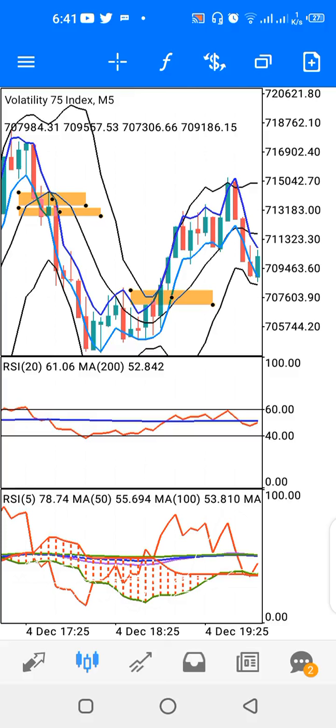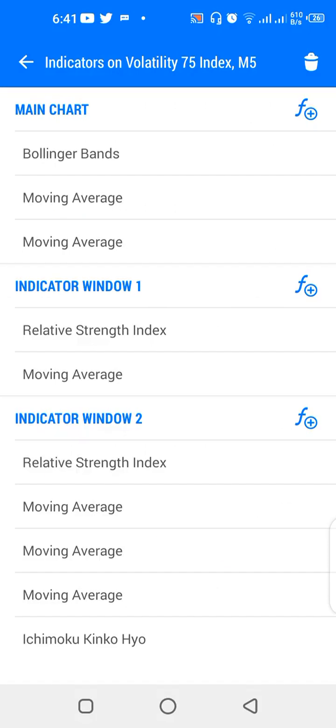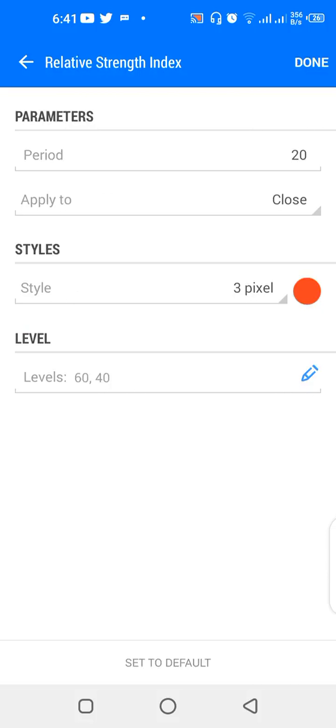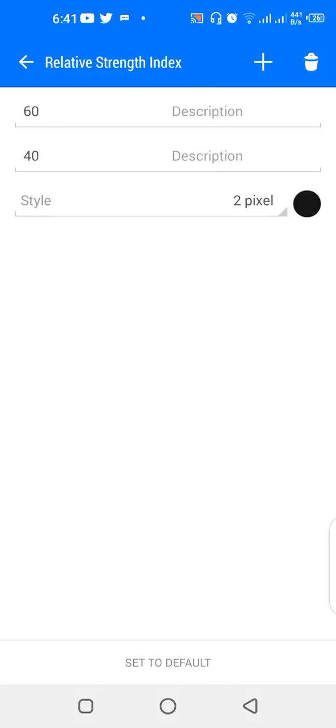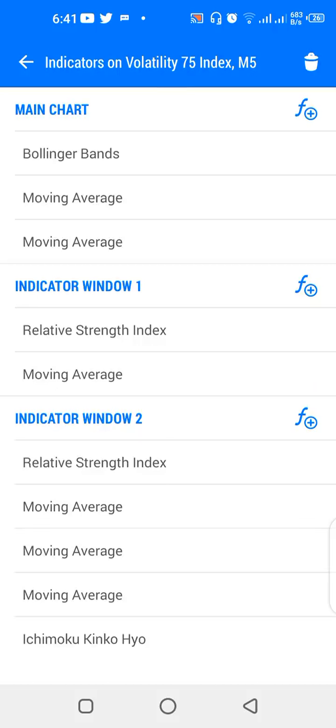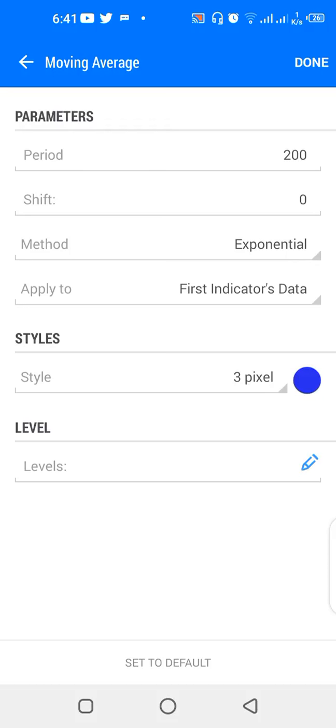For indicator window 1, let's look at the settings before we see how it works. For indicator window 1, we have relative strength index. The period is 20. Applied to close, color is red. Now for the levels, we have 60 and then we have 40. Apart from the relative strength index, which is your RSI, we have one moving average. The period is 200. Shift is 0. Method is exponential. Apply to first indicator's data, and the color is blue.